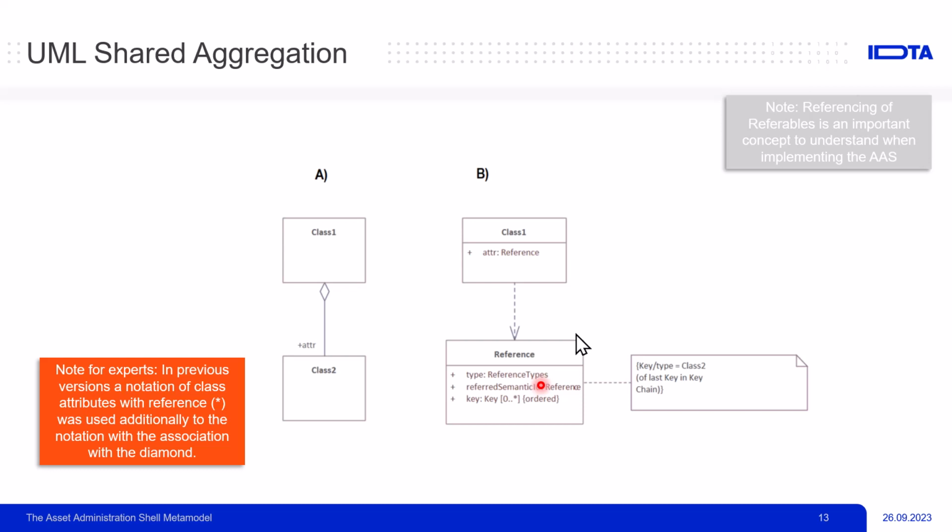Then the second concept is shared aggregation, and this is a very important concept for the asset administration shell. In previous versions, we used two different ways to model it. They are identical, but in this release we are always using this notation, with a diamond, and it's stating that class 1 consists of class 2 instances. How we implement it, however, is via a so-called reference. This is a reference class. Referencing is a very important concept, and I really recommend that you have a look at the tutorial part 1 again to understand the referencing concept of the asset administration shell.